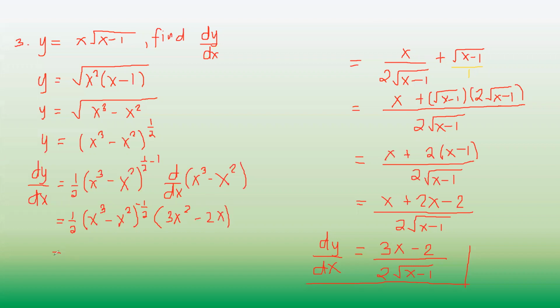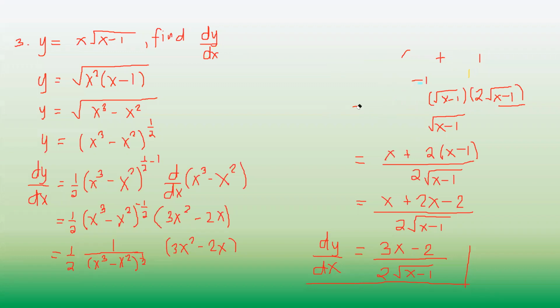Or, we have 1 half. Ito ay magiging 1 over quantity x cubed minus x squared raised to positive 1 half. So, positive na siya. Times, i-write lang ito, 3x squared minus 2x. Okay. Mag-arrive tayo sa part na to, no? Sige. Tingnan natin kung tayo ba ay arrive sa same answer lang, no? So, tingnan natin.